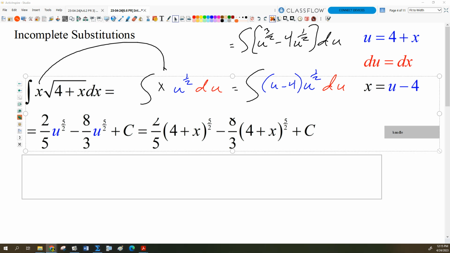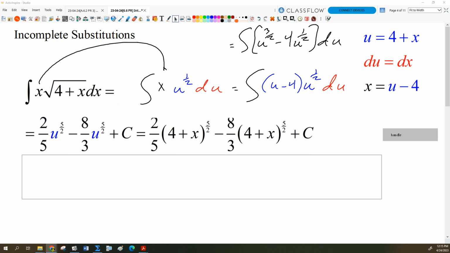For both of them. How do we get 5 halves? Yeah, for both of them. Oh, we shouldn't. That should be 3 halves. Yep, you're right. That should be 3 halves. Whoops, we've got to change that.